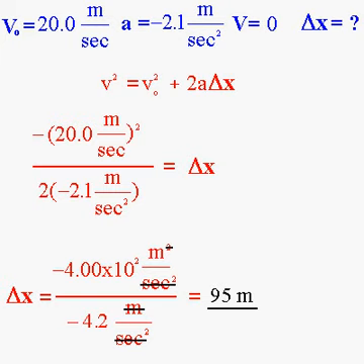Now I'm not going to solve the second part of this example for you because it's pretty much just like this one. You're using the same equation. The only differences are you're solving for a instead of delta x. And also you have to make a unit conversion to make the units consistent. Other than that, it's just like this example.